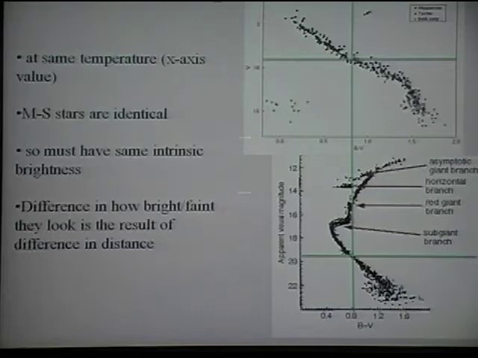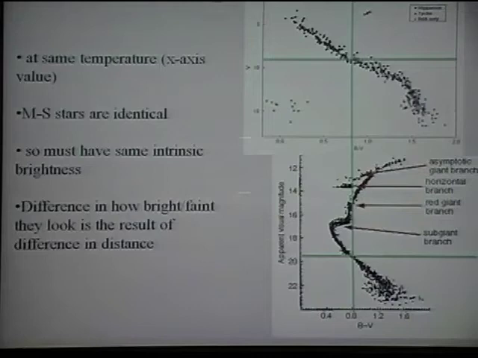A parsec is 3.26 light years. So 10 parsecs is 33 light years. 100 parsecs is 330 light years. So just multiply by 3 to get light years. A parsec, well, that's what it is. It's a unit astronomers like to measure. We can talk later if you want a real definition of how we got parsecs.